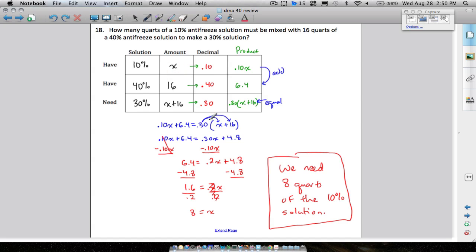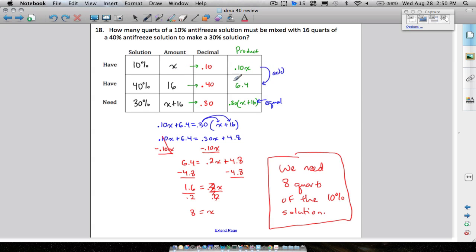Just a little question on the side, how many quarts are you going to have in all when you combine the 10% solution and the 40% solution? Well, we just found this answer to be 8. If we have 8 quarts of this and 16 quarts of this, the total will be 24 quarts in all that make a 30% solution. But the only thing we had to find was that x there.